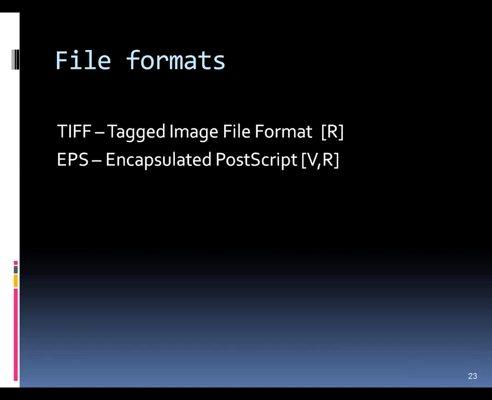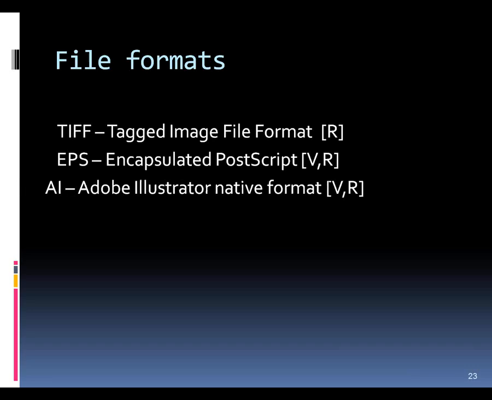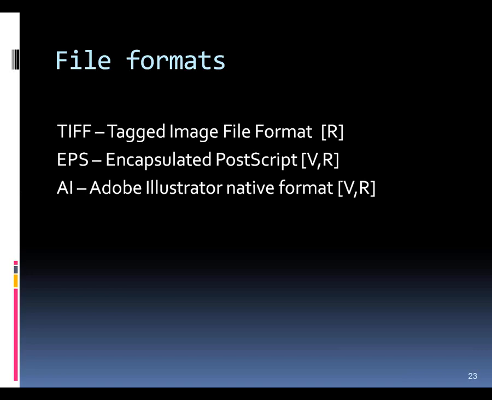Then another very standard popular format is EPS, which stands for Encapsulated PostScript. And EPS can be either vector or raster, or for that matter, it can be both at the same time. You can have an EPS that has vector parts and raster parts, all in the same EPS. It's used for a variety of different purposes. EPS is very standard. Then, of course, there's AI, which is Adobe Illustrator native format. It's very much like an EPS, but it's Illustrator's native format of EPS, and as such it can be vector or raster or both.